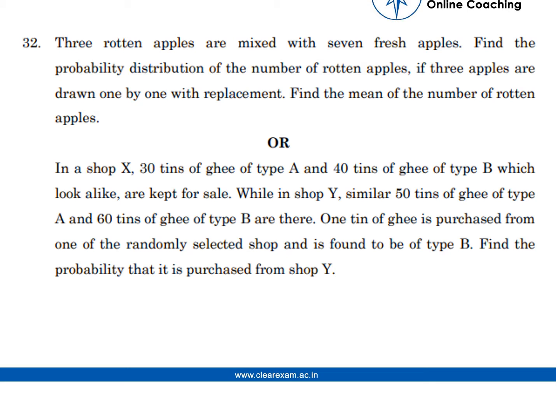The or part of the same question is, in a shop X, 30 tins of ghee of type A and 40 tins of ghee of type B, which look alike, are kept for sale. While in shop Y, similar 50 tins of ghee of type A and 60 tins of ghee of type B are there. One tin of ghee is purchased from one of the randomly selected shops and is found to be of type B. Find the probability that it is purchased from shop Y.